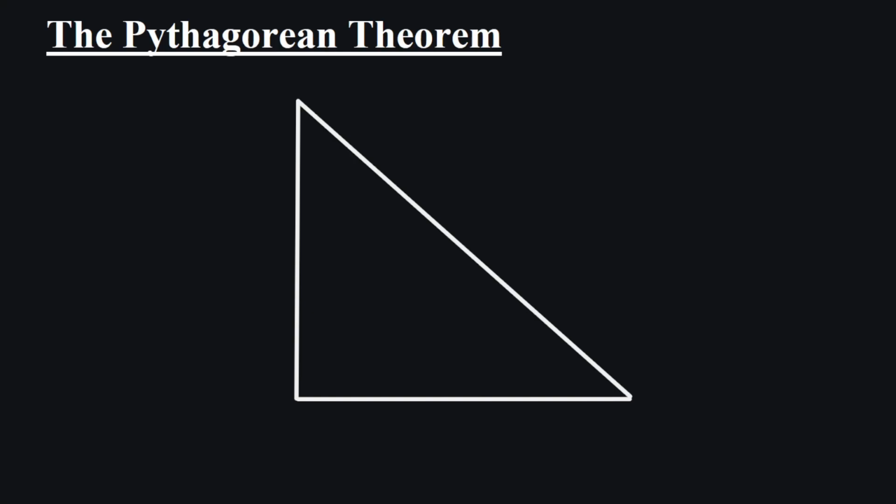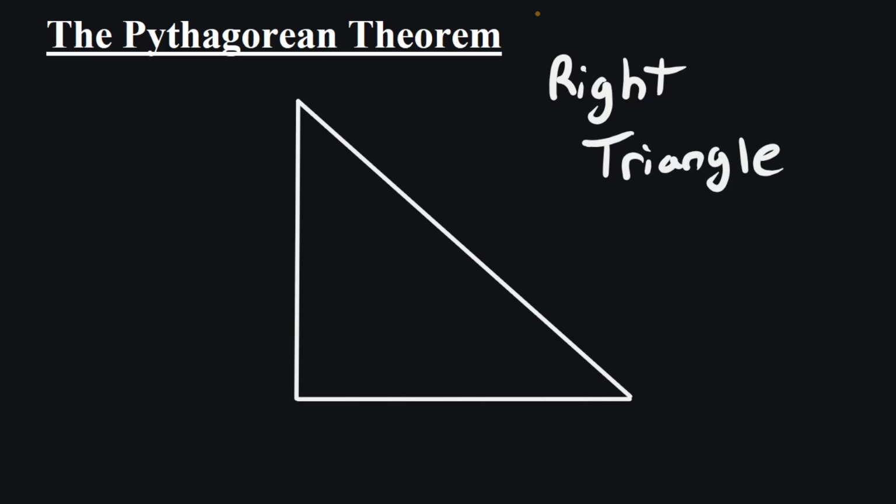Hey everyone, in this video I want to go over one of the most important theorems in all of mathematics, the Pythagorean Theorem. So first, let's talk about right triangles. So we have a triangle right here, as you can see, and this is a right triangle. It's a special type of triangle, and what makes it a right triangle is it has a right angle right here. A right angle meaning that this is a 90-degree angle. So that is a right angle. It's at 90 degrees. And this is a right triangle.